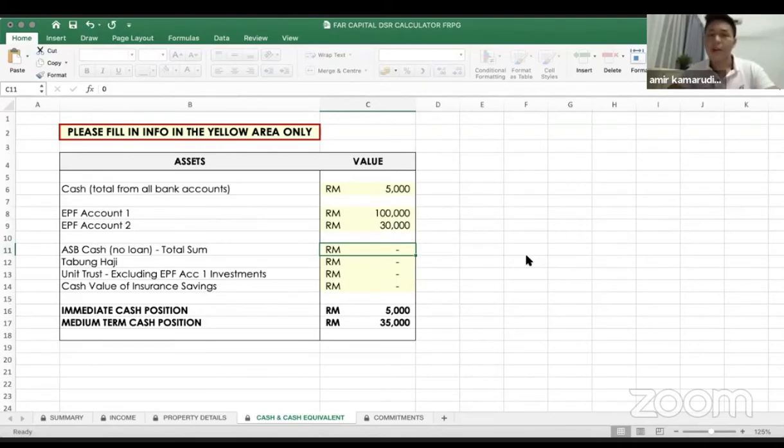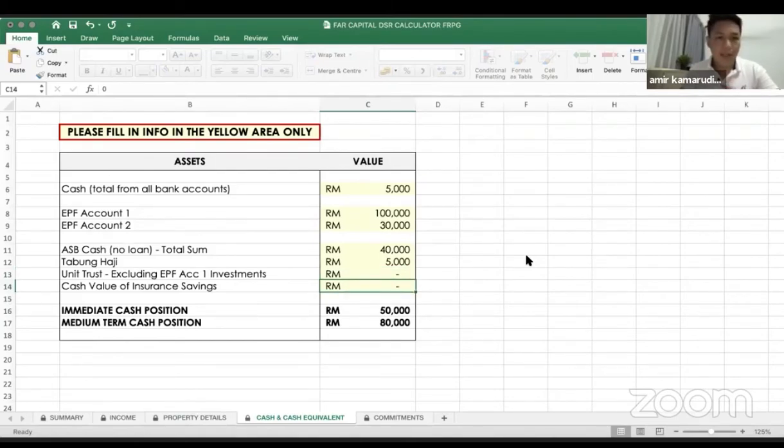ASB cash, ni bagi siapa-siapa yang ada ASB loan, tolong jangan ambil kira ASB loan. Ini ASB cash yang you ada sahaja. Example, siapa yang ada tabung haji pun boleh letak juga. Letak 5,000 kat sini. And then you ada unit trust bagi siapa yang ada, tapi you kena exclude the EPF account 1 punya investment tu. Sebab kalau you include nanti dia jadi double counting.